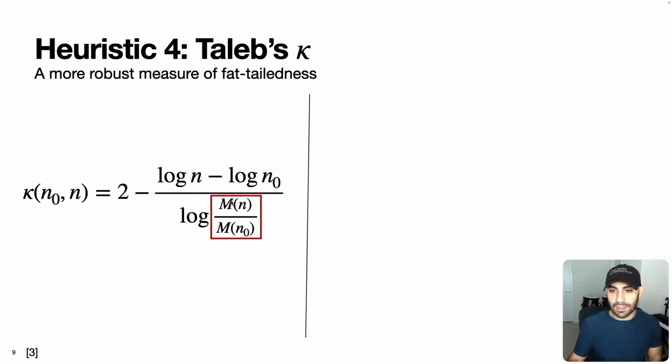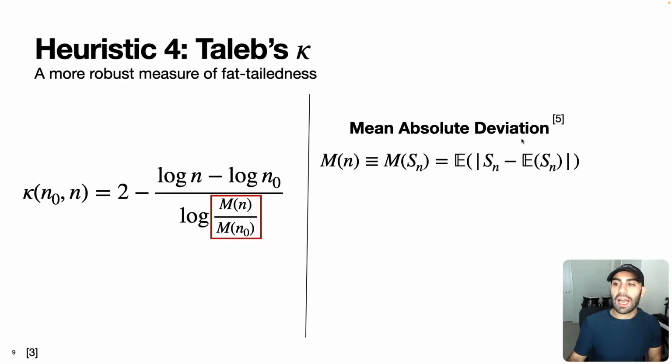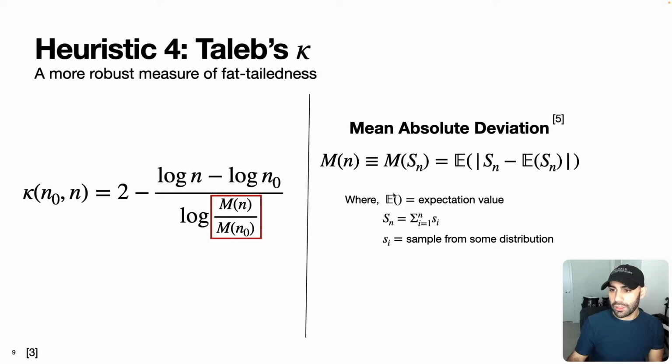Taking a closer look at this term here, M denotes the mean absolute deviation, which is a measure of dispersion around the mean. Breaking down this equation here, this notation is just representing the mean absolute deviation of a particular sample, S sub n, and it's defined as follows. We get the expectation value of the sample, so we compute its mean, then we subtract the mean from each value in the sample, take its absolute value, and then take the average of all these subsequent values. This is broken down a bit more here. E is denoting the expectation value, S sub n is equal to the sum of a bunch of subsamples, and then S sub i is just some subsample of a distribution.